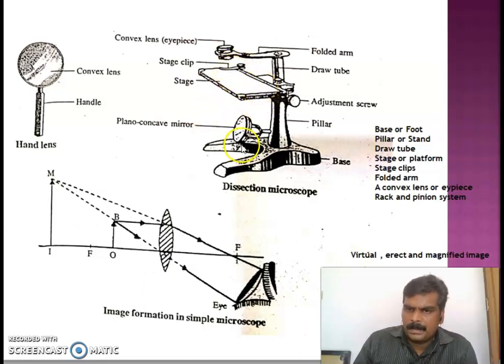in position. As the light source, there is a plano-concave mirror which will direct light to the object, and the light is harvested either from sunlight or from a bulb. This is the structure of a simple microscope. It contains a base, a pillar, a straw tube, a stage clip, a folded arm, a convex lens, and a rack and pinion system.